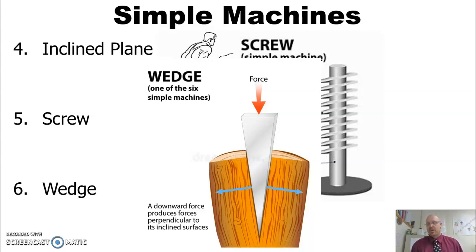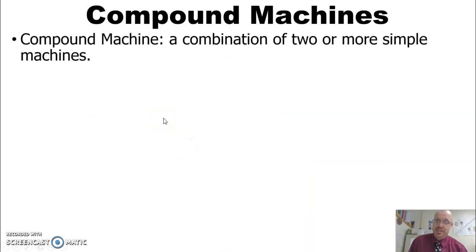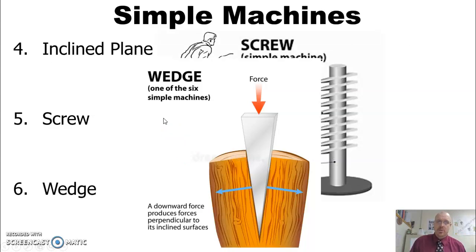Also, door stops. We kick it underneath the door, and as the door tries to move, it changes the direction of the force from the door going, say, left to right, and it changes that swinging force to a down force and increases the friction, which causes it to stop. So those are the simple machines.